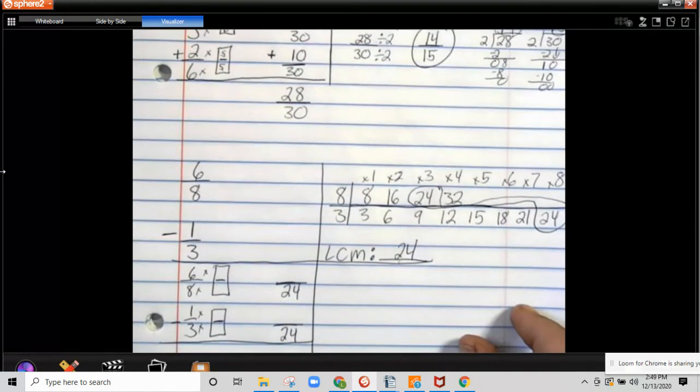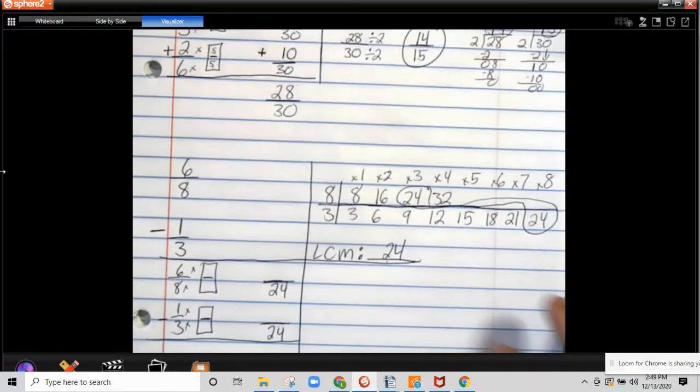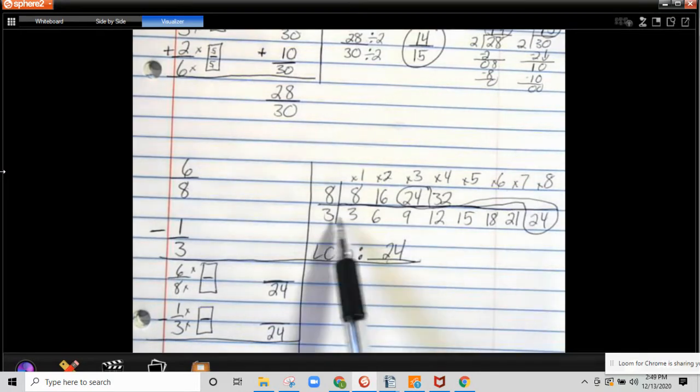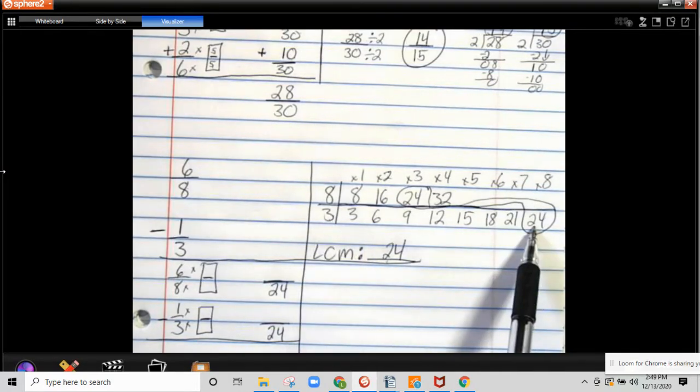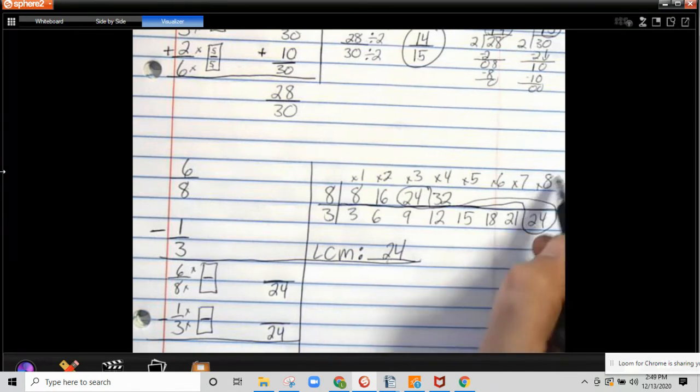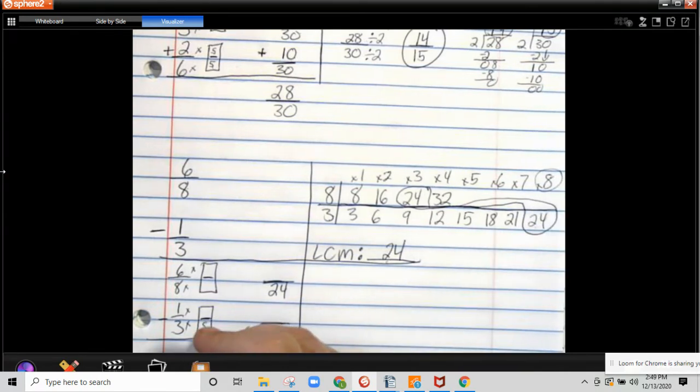I'm trying to scoot it over. Use this up here to help. To get from 3 to a 24, I had to multiply it by 8. So if my 8 goes in my denominator, the 8 is going to go in my numerator. 1 times 8 is 8.